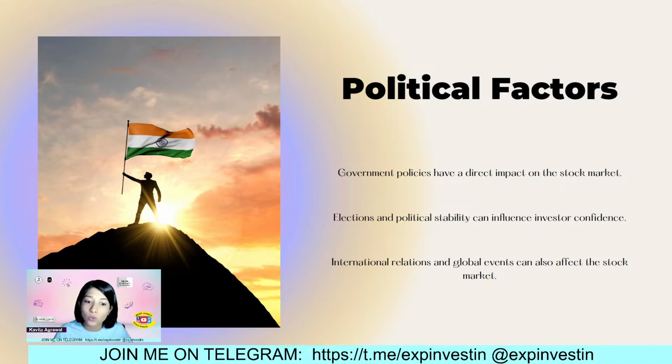International relations and global events also affect the stock market. When a country positions itself in a stronger hold with respect to international relationships, it receives appreciation for that through increased foreign institutional investments. This is what we've seen in the Indian market as well.